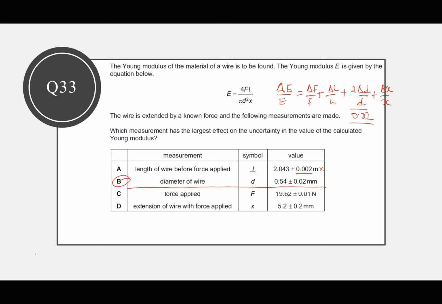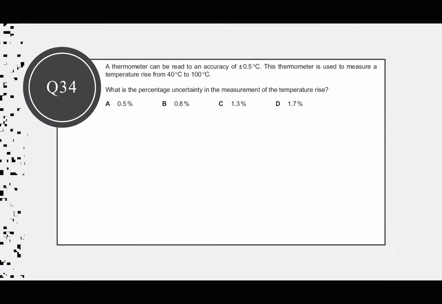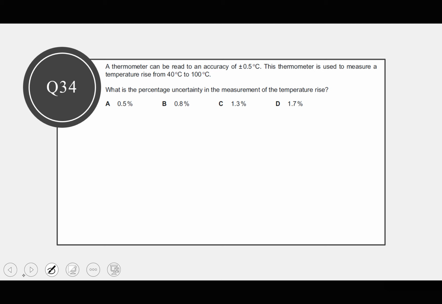Okay. Next, the thermometer can be read to an accuracy of this. The thermometer is used to measure temperature raised from that to that. What is the percentage uncertainty in the measurement of the temperature rise? So let's find first of all the temperature rise. I think the temperature rise equals 60 degrees Celsius.